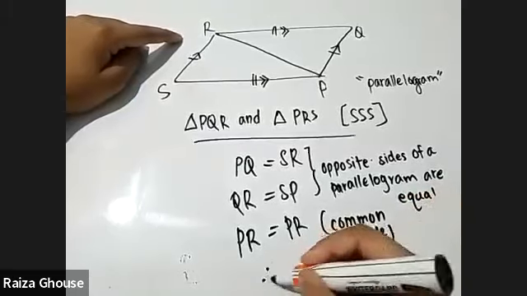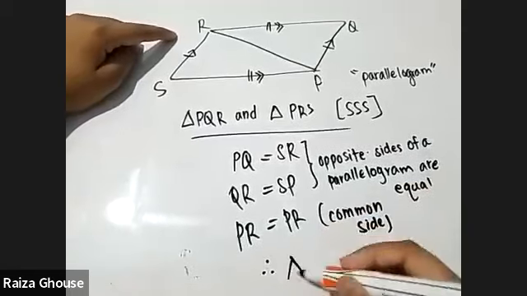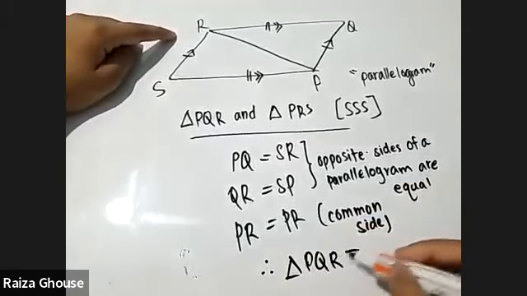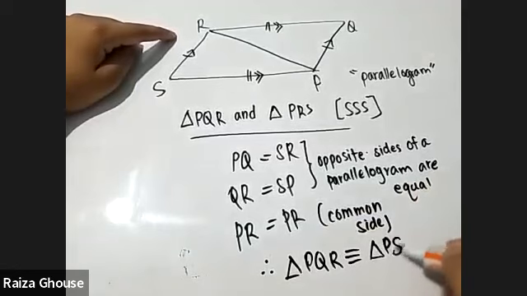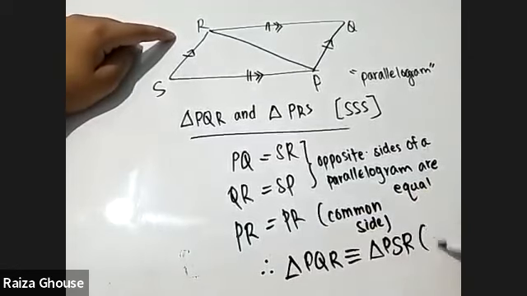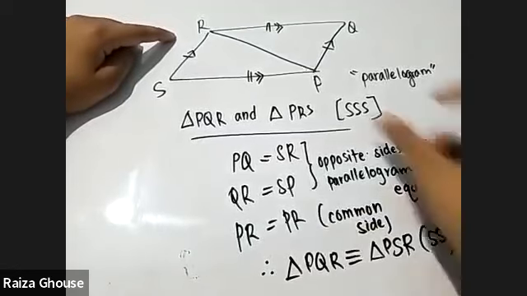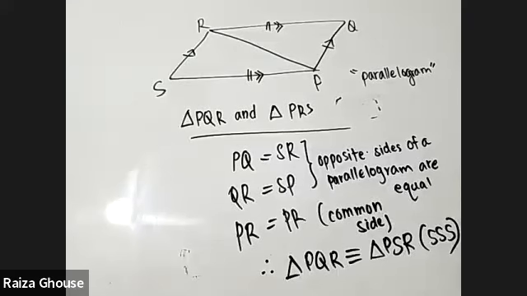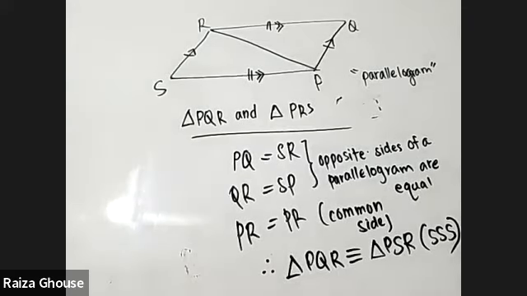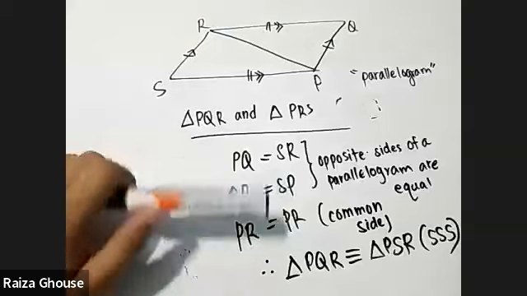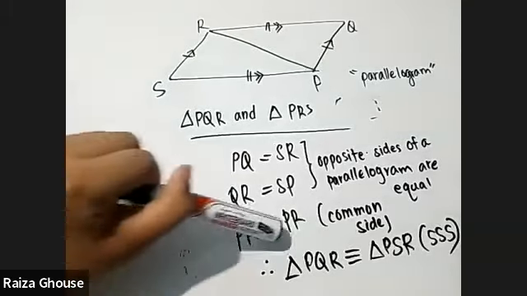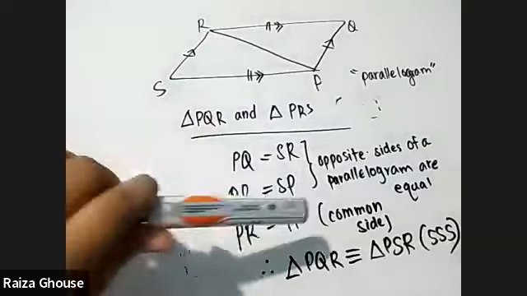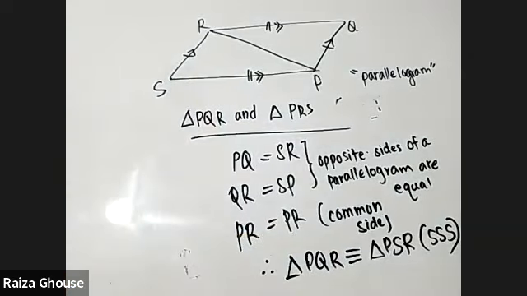Now I can write down, therefore, triangle PQR congruent to triangle PSR. Rukaya, now can you understand? Yes, miss. Now, based on this, write down the extra. I wrote PR equal to common side. You can't write PR equal to common side, but you have to write down PR is equal to which side of the triangle PR is. And then within bracket, you have to write the reason.